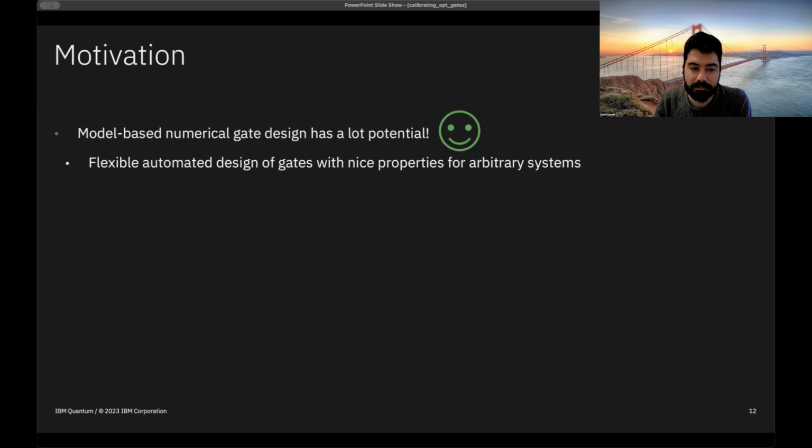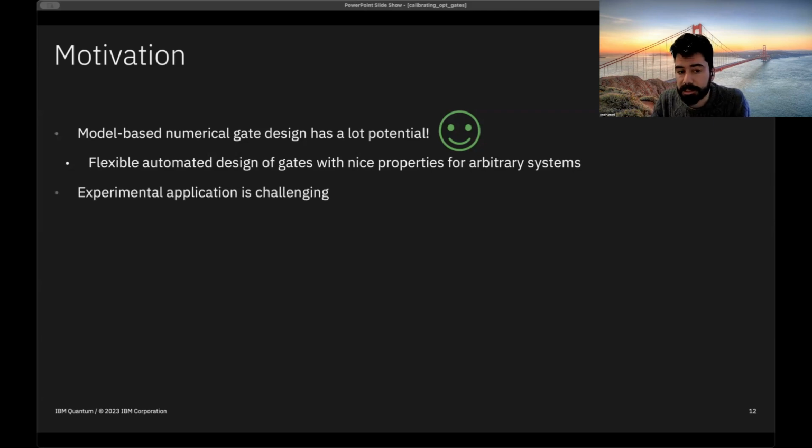But the motivation is that model-based numerical gate design has a lot of potential, because it can enable flexible and automated design of gates with nice properties for arbitrary systems. So that's really why we do this stuff at a very high level. You give me an arbitrary Hamiltonian, I can just start running optimizations and potentially build lots of crazy things into these pulses. And that's potentially really awesome.